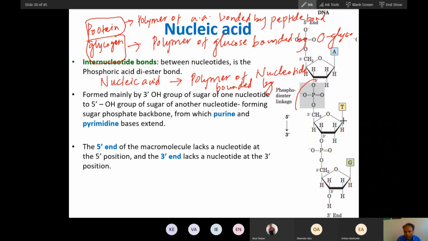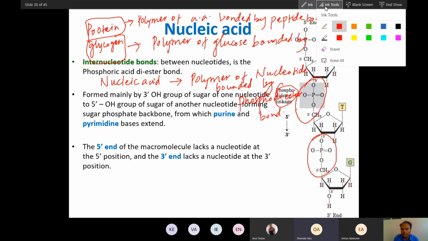The N-glycosidic bond, you can see, is within the nucleotide. It is between this and this. Between these nucleotides, there is this bond, the phosphodiester bond. This is the phosphodiester bond. Did you understand?